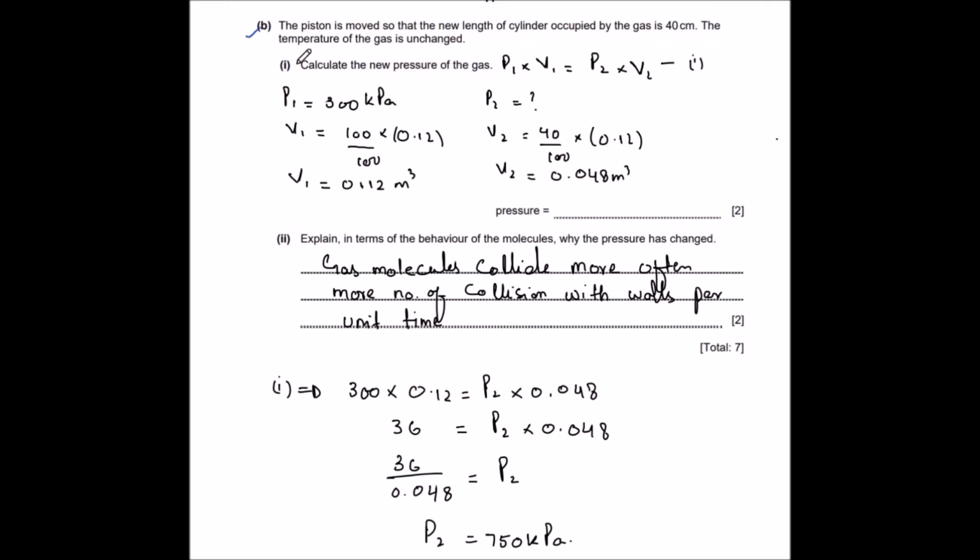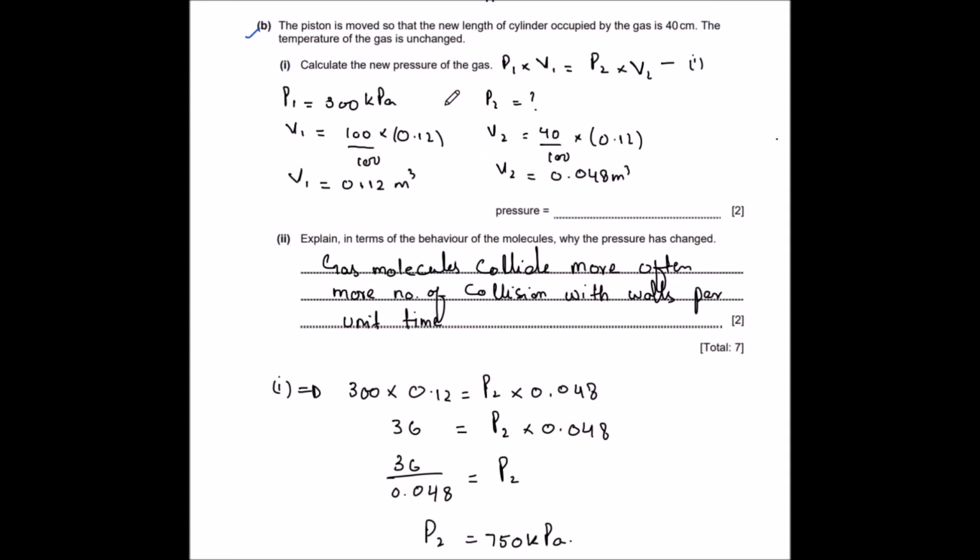Part B. The piston is moved so that the new length of the cylinder occupied with the gas is 40 centimeters. The temperature of the gas is unchanged. Calculate the new pressure of the gas. You know well when the temperature of the gas remains the same and there is a variation in pressure and volume of a gas, you can use Boyle's law.